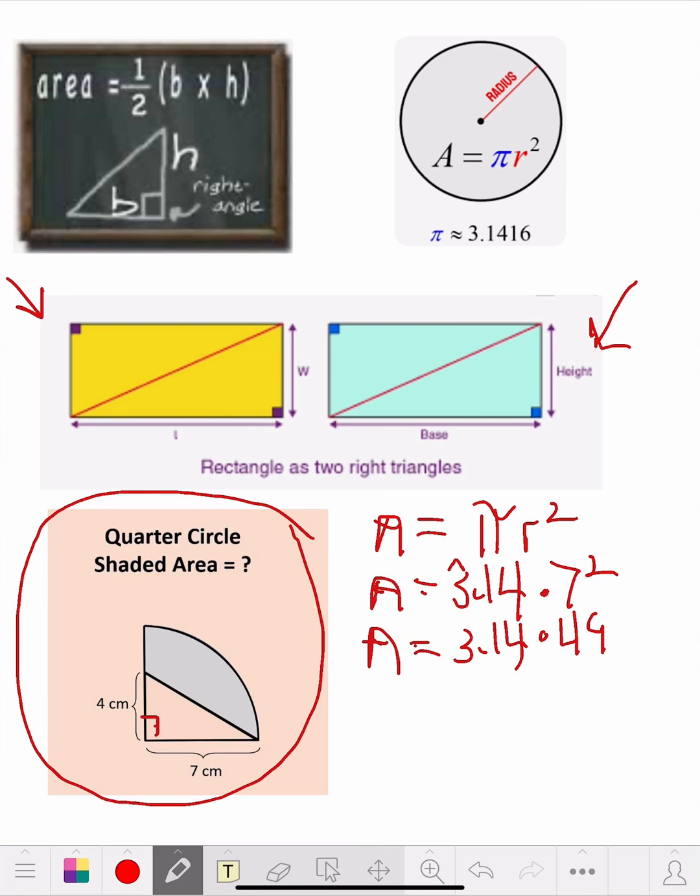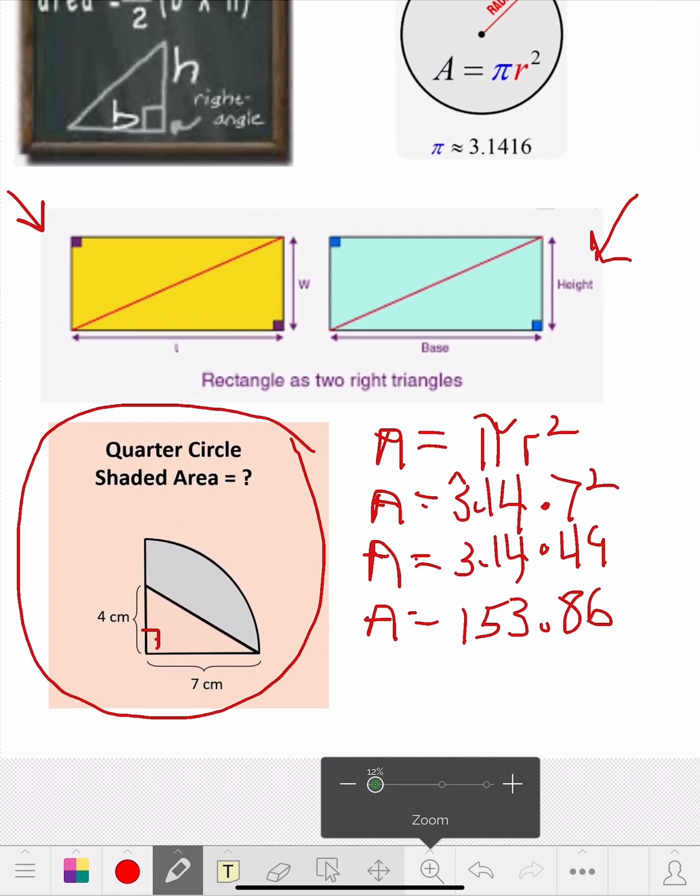Let's get the calculator out. 49 times 3.14 equals 153.86. So area equals 153.86. We got that figured out.